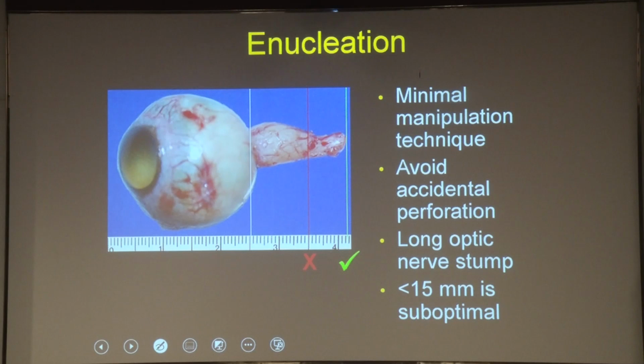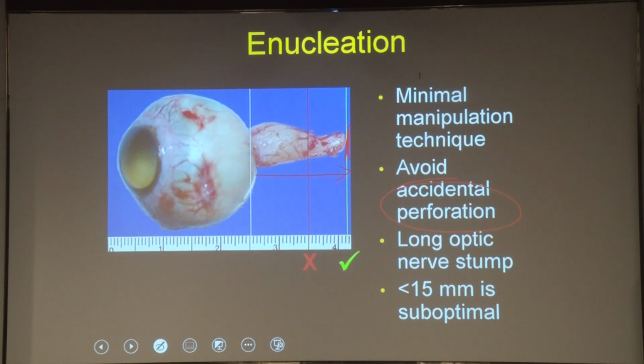Now, secondary is when you have already done an enucleation and the child presents with an orbital mass. To prevent it, enucleation has to be performed without accidental perforation. Sometimes when you do enucleation, if you are slightly rough with it, there might be a scleral perforation which will spill the tumor into the orbit. And you should always go for the longest possible optic nerve stump. Anything which is about 15 to 20 millimeter is ideal.